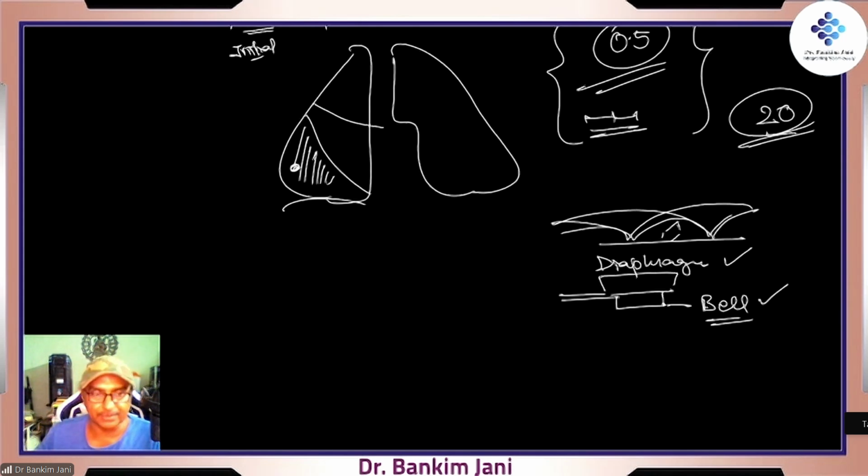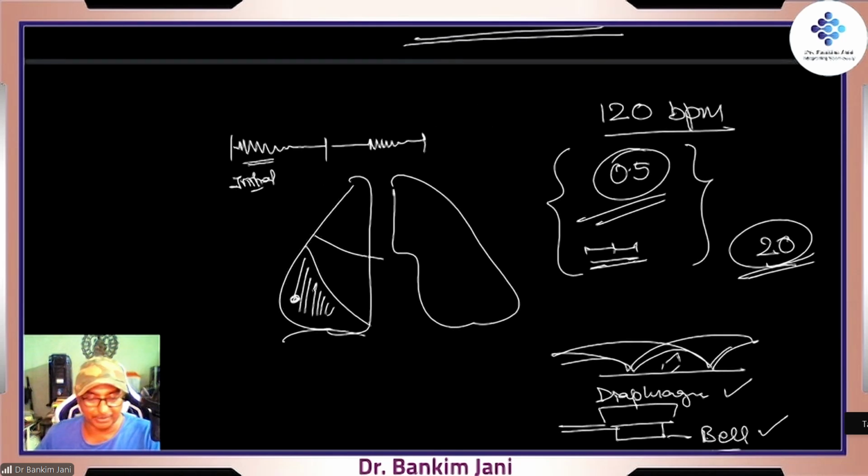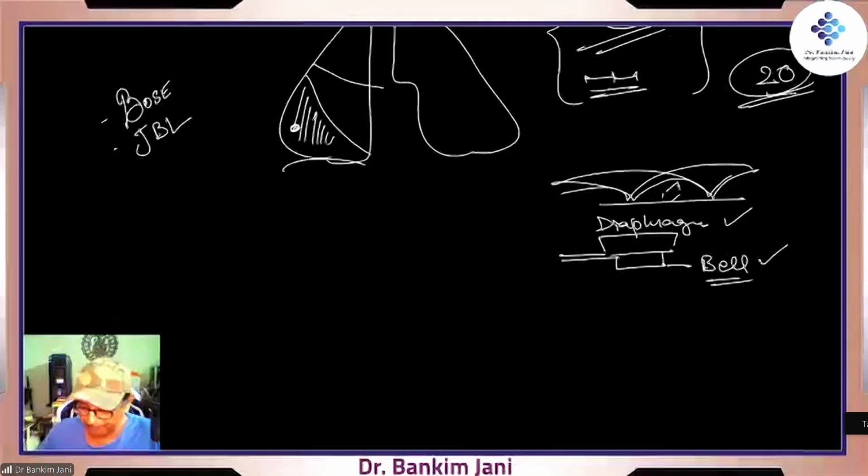When we discuss this more, we'll even talk about the acoustics. At times people say Bose or JBL, all those headphones cost 30,000, 40,000. Why are they so costly? There is a reason behind it, and we'll discuss that part too. One stethoscope is of just 300 rupees, another is of 30,000 rupees. So what is it that they are charging for? That also we'll understand.